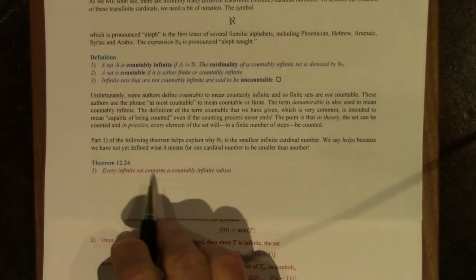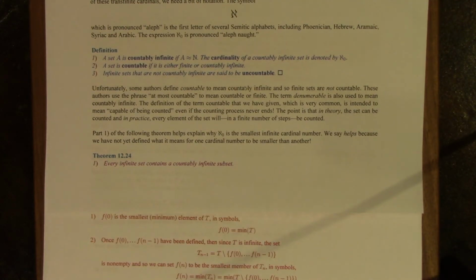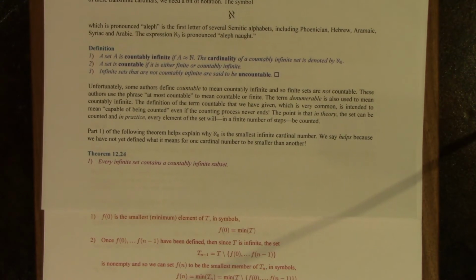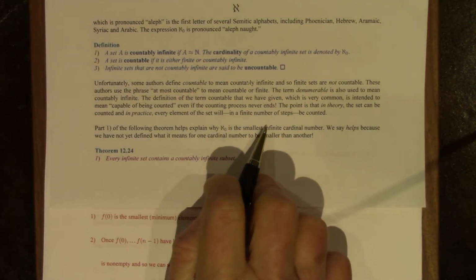The next theorem is a three-part theorem, and the first part helps us explain why Aleph naught is in fact the smallest infinite cardinal number. And it only helps because we have not yet defined what it means for one cardinal number to be smaller than another. We'll do that later, so not to worry about that now.